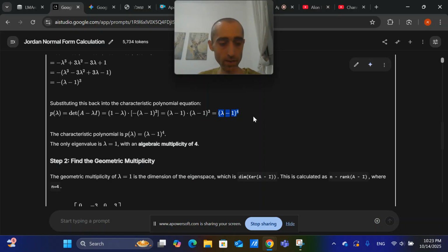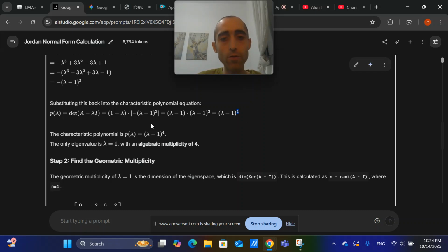Now, from this, we can right away see the eigenvalue, which is 1. This is the root of the characteristic polynomial. And you can also see immediately the algebraic multiplicity of this eigenvalue, which is 4. This is the power of this eigenvalue. You can see the 4 right over here. And this means that the degrees of the blocks for this eigenvalue in the Jordan form will sum to 4.